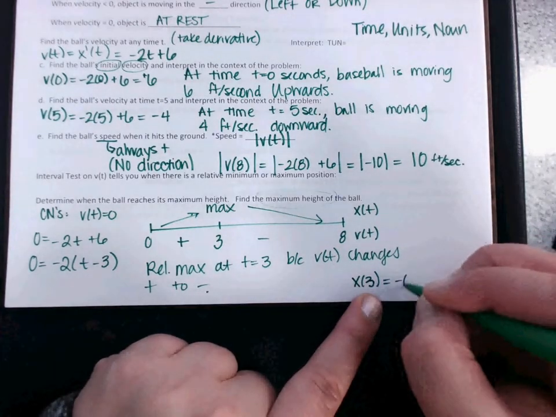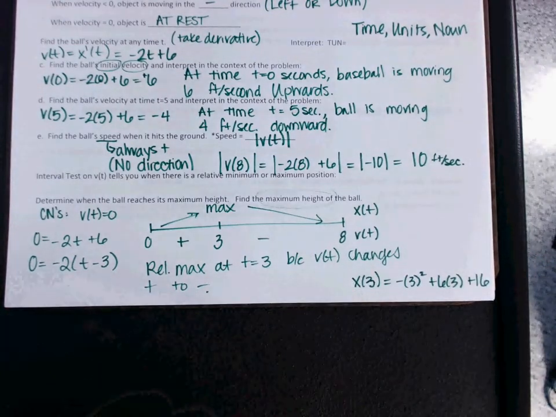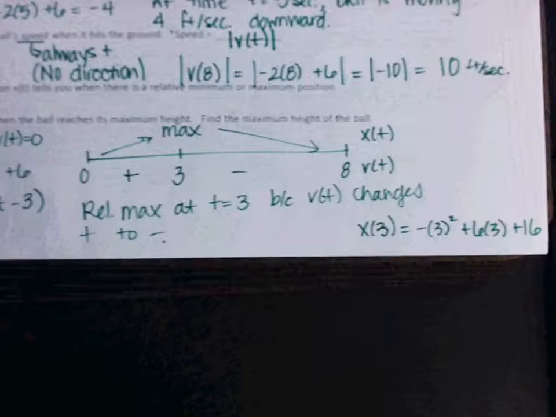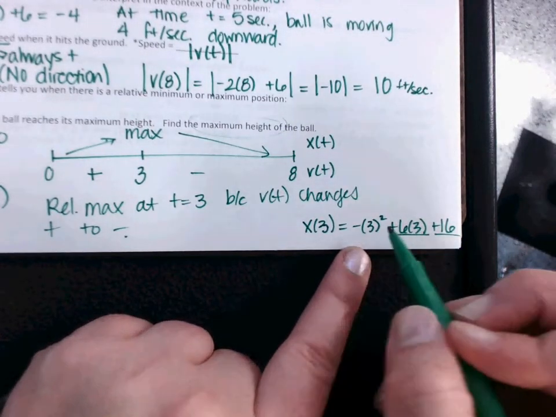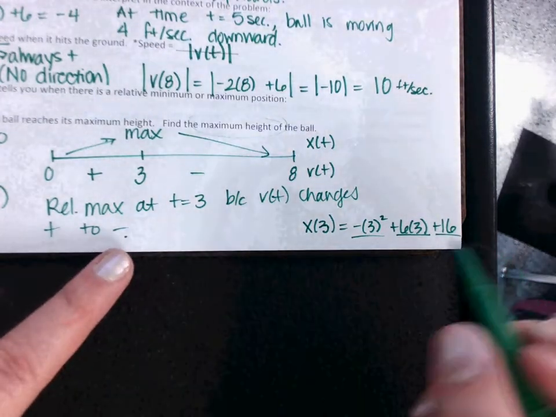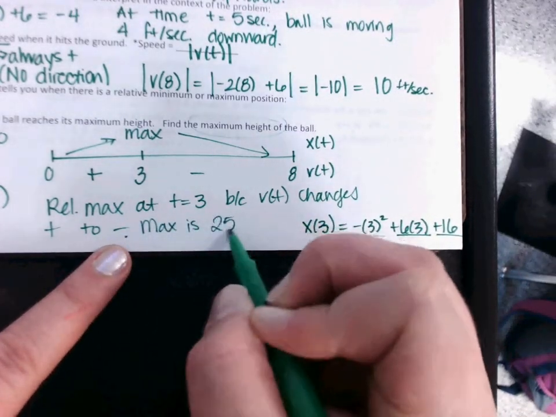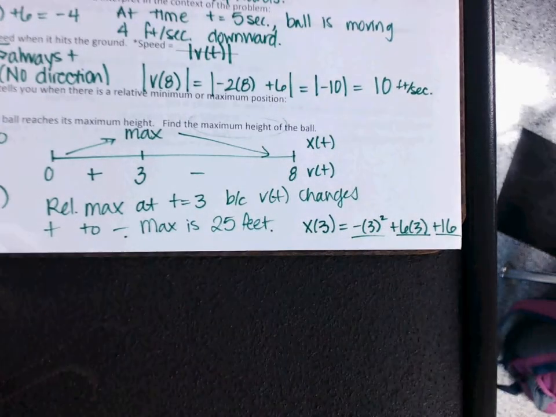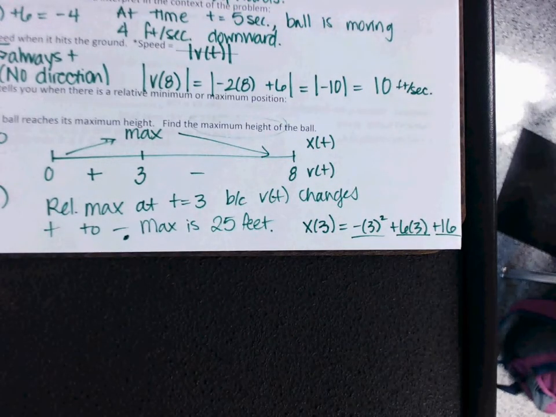So it's negative 3 squared plus 6 times 3 plus 16. 6 times 3 down here is 18 plus 12 and then minus 9. Negative 9, 25, yeah? Right? Okay? That'd be negative, yeah, it'd be 25. Right? Huh? Sure.